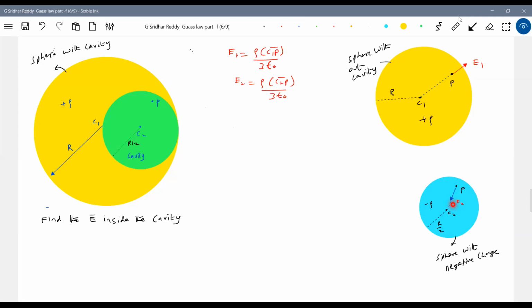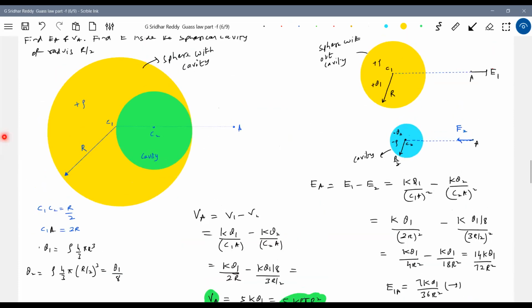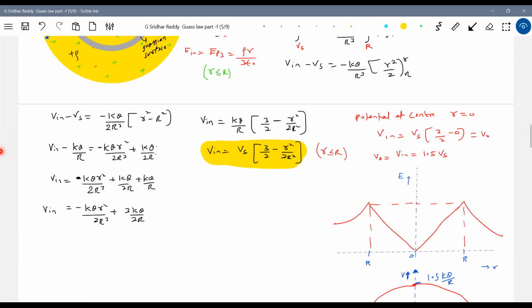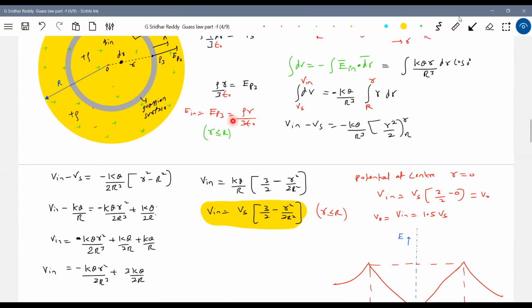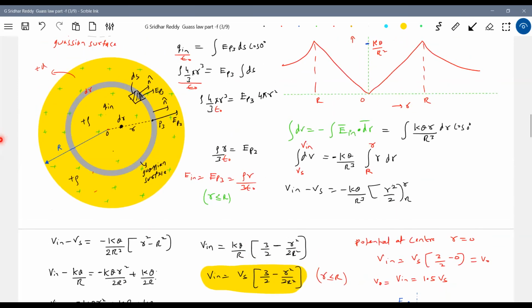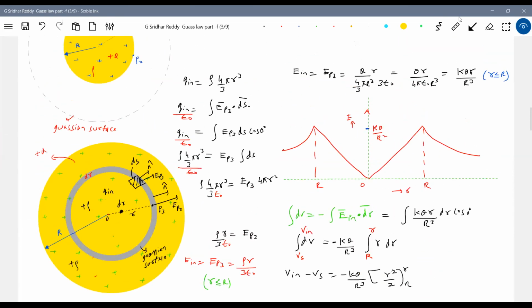Able to understand? I think if you can understand the vector thing, this will be very easy. So from where did you write this, what is this equation? Go back here. What is the electric field inside the uniformly charged sphere? Rho R by 3 epsilon naught, if they give density. If they give charge, it should be KQr by R cube. I made you alert, no: when they give charge, use this formula. When they give density, use this formula.